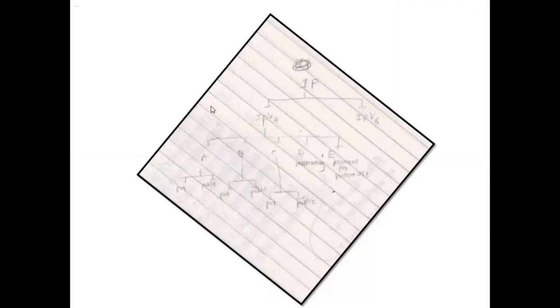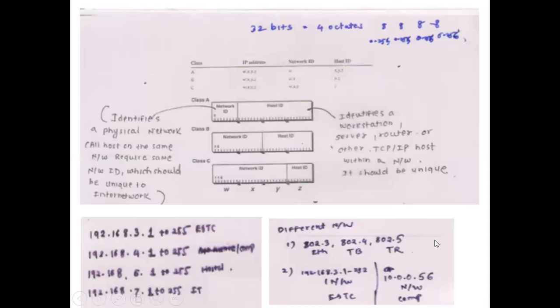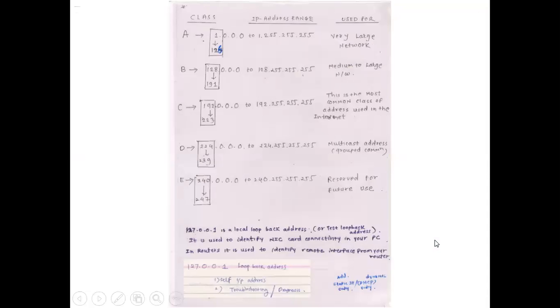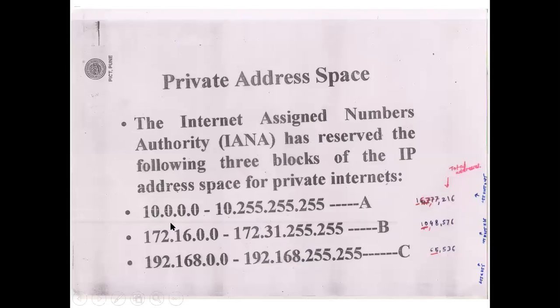Next, as I told you, every IP address is, just try to recall this slide. IP version 4: A, B, C, D, E. D is for multicasting and E is reserved for future use. See, in class A, class B and class C, in every class you will find private and public. Class A private, public. Class B private, public. Class C private, public. The same thing I'm telling you over here. This is class A private, this is class B private, and class C private. Please keep this in your mind.